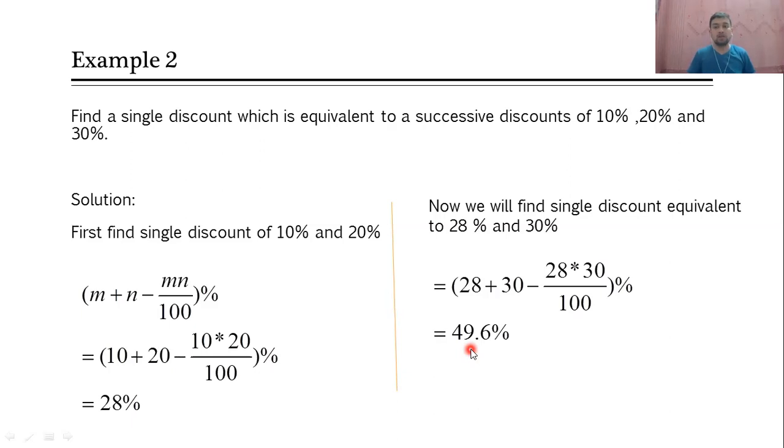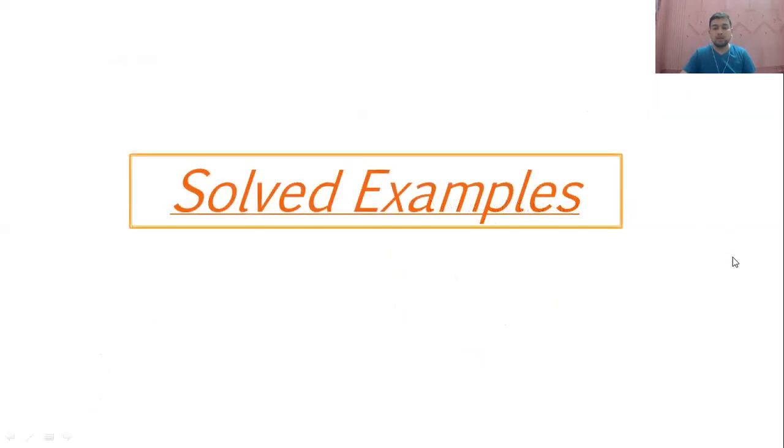If there are two successive discounts, how to solve, and if there are three successive discounts, how to solve the problem. So with this, I am concluding the first part here. In the next part, we will see different solved examples based on profit and loss.